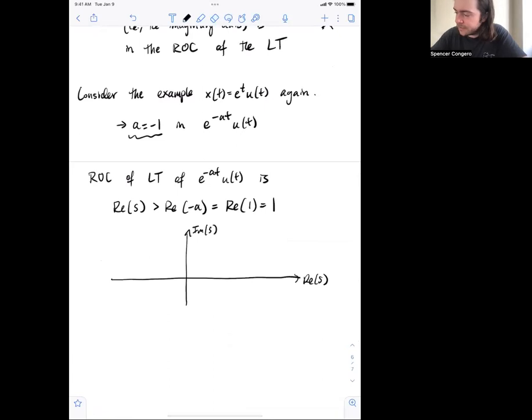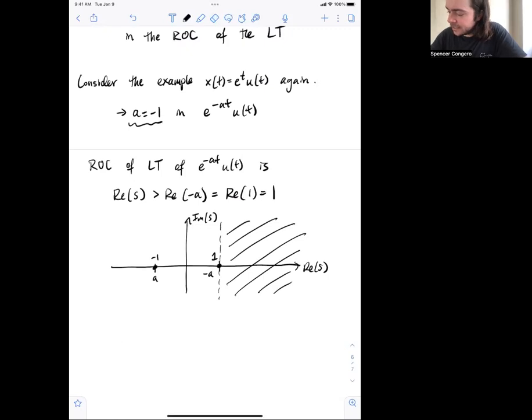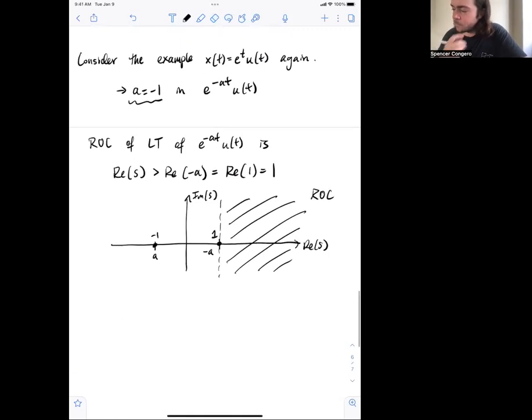Imaginary part of s, real part of s. So where is a? A is over here at -1. And so negative a is right here at 1. And our region of convergence is when the real part of s is greater than 1. So I'm going to draw this dotted line, and I want the real part of s to be greater than 1. So I want to be on this side. This is where the ROC is.